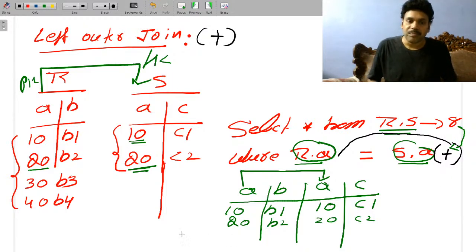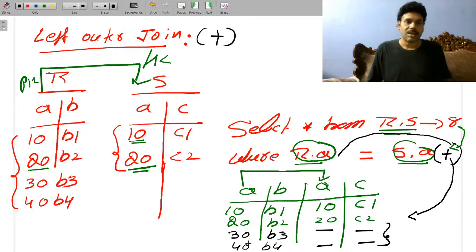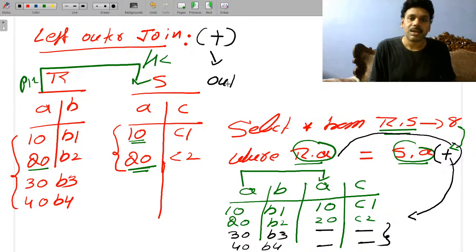So therefore, it is going to give you 30 B3 and 40 B4, and you are having null, null. Clear, friends? Observe carefully. Because of this plus, it is going to give you the extra 2 tuples. So plus is your outer join operator.